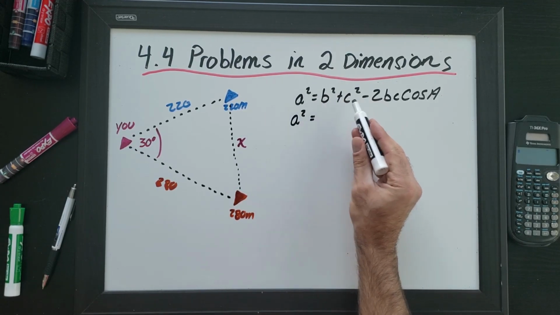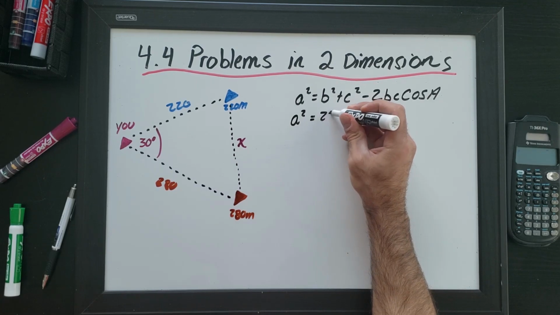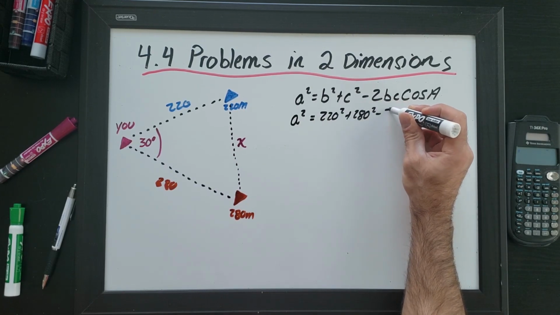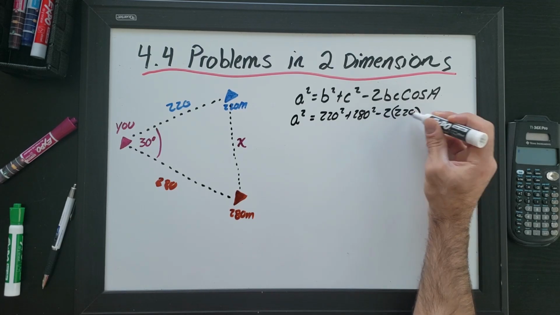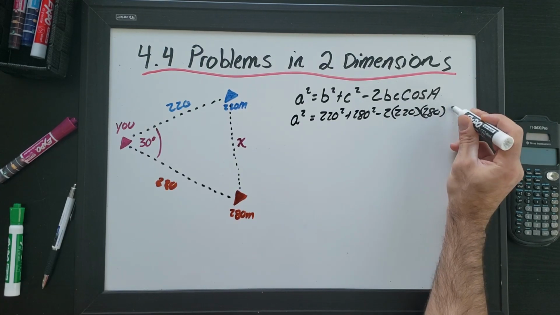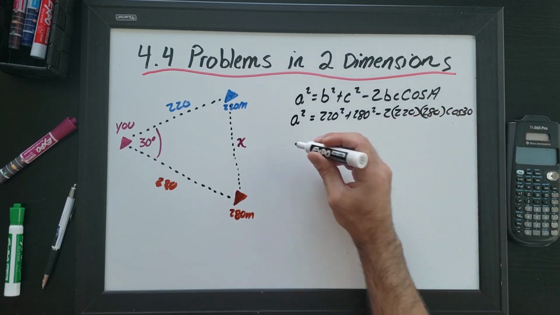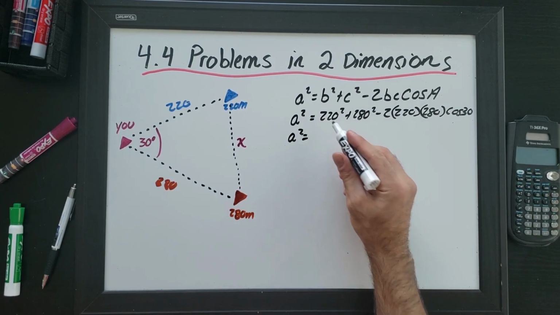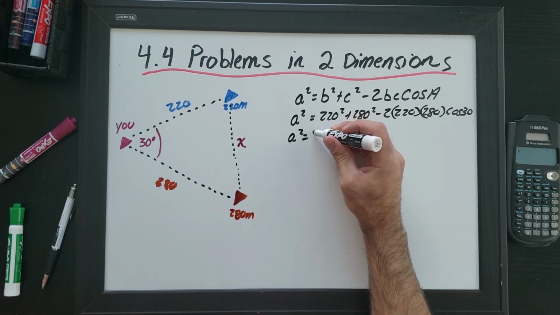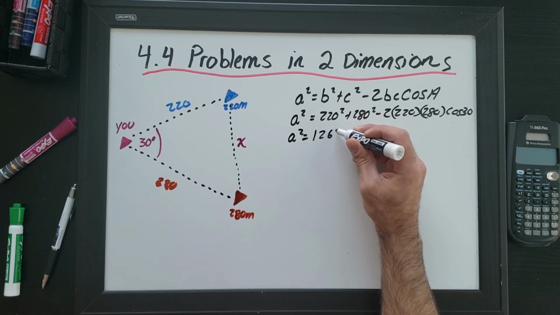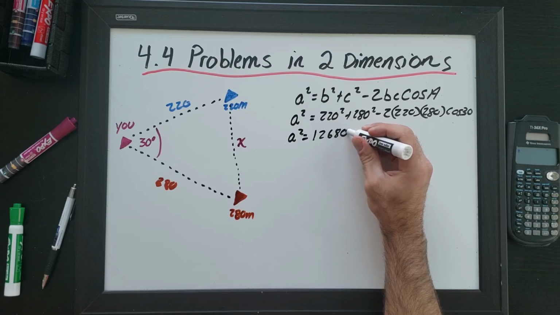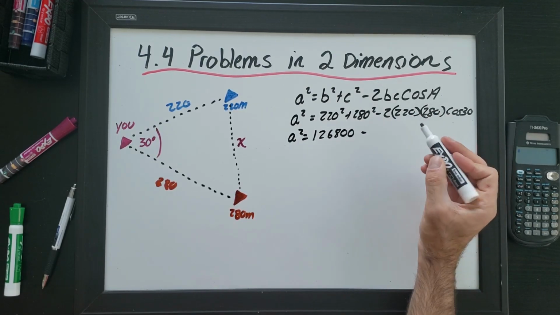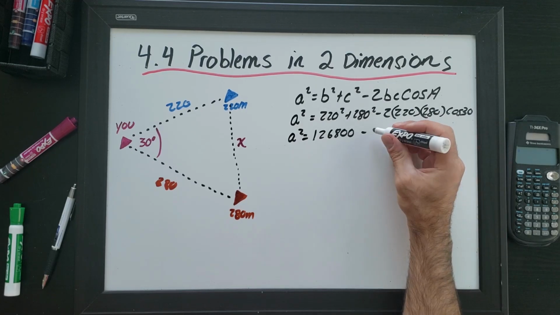So these are the side lengths you know, the 220 and the 280. 220 squared plus 280 squared minus 2 times 220 times 280 times cos 30. Okay, so a lot going on over there. Now, I'm going to square these and add them, and I'm going to get 126,800. And I'm going to multiply these three things together and leave the cos 30 there, just so you can see what I'm doing.